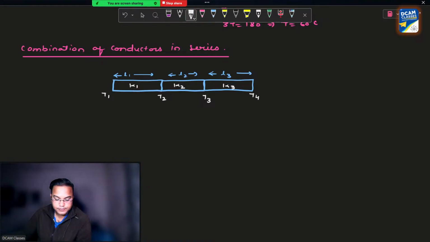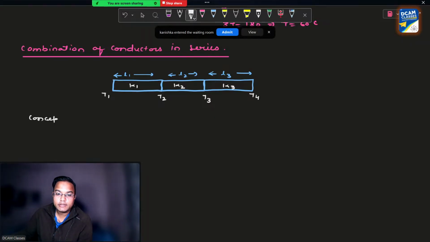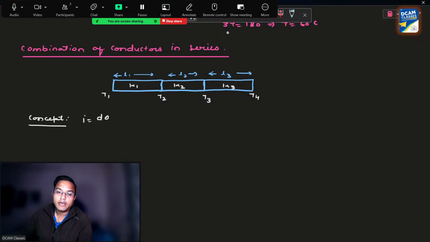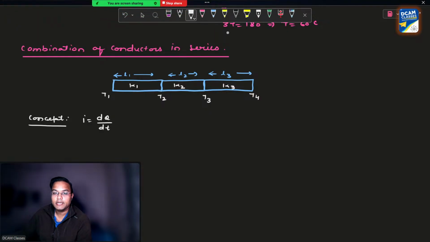Now, see, the concept is, since we know rate of heat transfer is compared with the current, and if the area of cross section is A, suppose we say it is A1, the cross section area here is A2, here is A3, then the resistance is given by L by KA, and the voltage difference delta V is given by temperature difference. This is the concept we know.